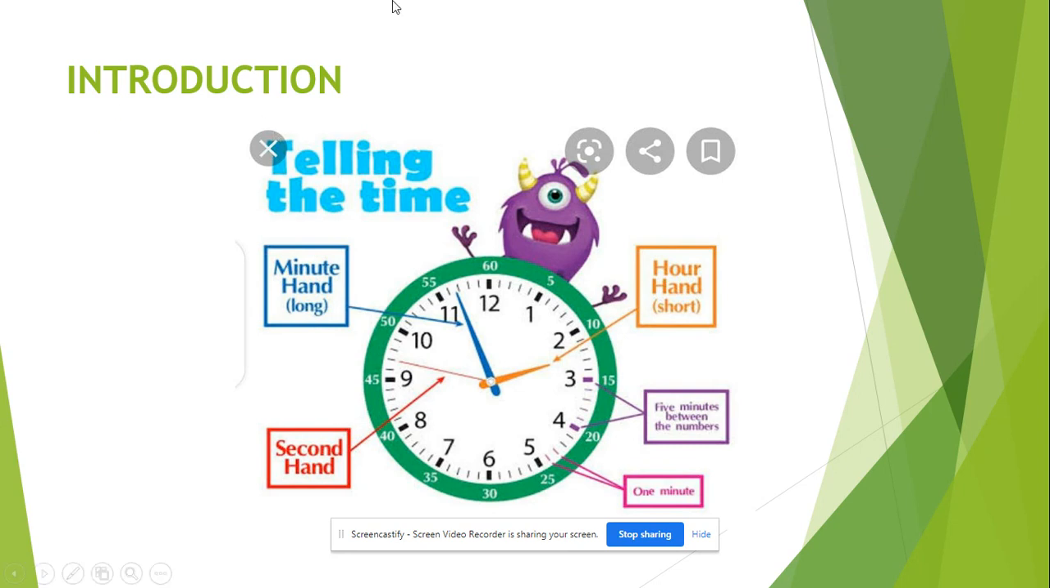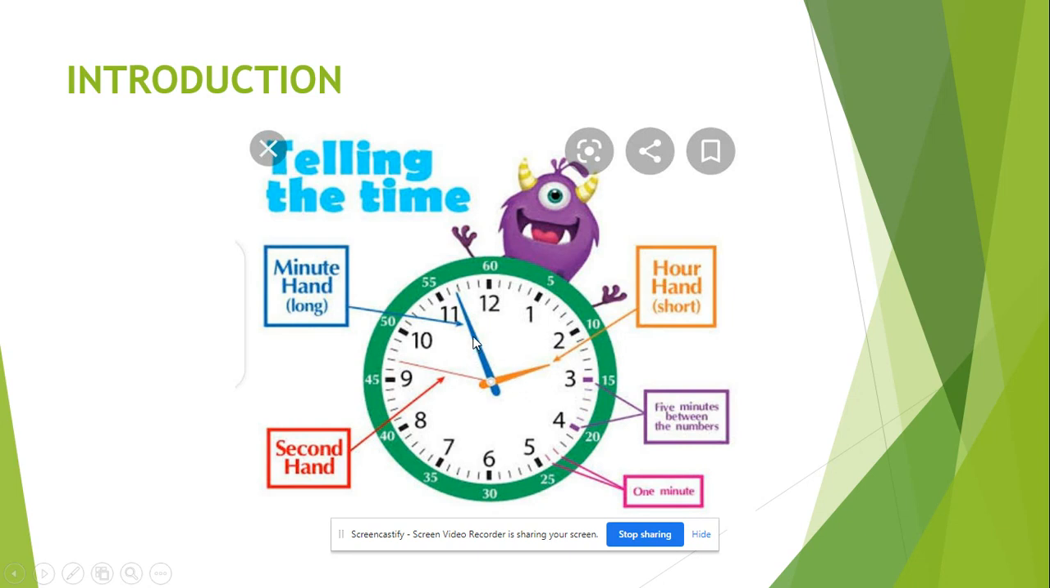Now, look at this beautiful clock we have here. Can you see the clock? So, I'm going to concentrate majorly on these three hands. You can see where my cursor is. This is the minute hand. We can call it the minute hand or the long hand. So, the long hand is referred to as the minute hand. And here we go, look at the short hand.